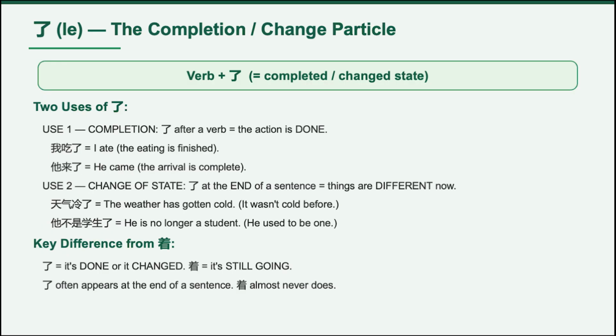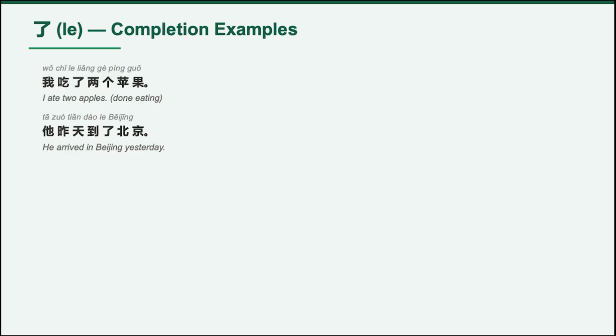All right, now let's move to le. This one is different. Le usually talks about completion or change, something finished or something became different. For example, 我吃了2个苹果. I ate 2 apples. The action is done, finished. Another example. 他到了北京. He arrived in Beijing. Again, the arrival is complete.